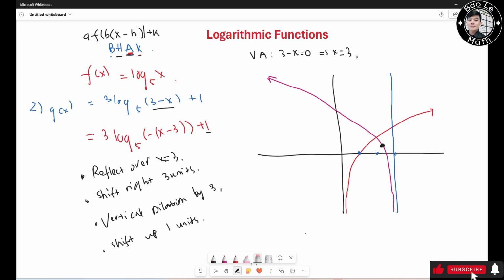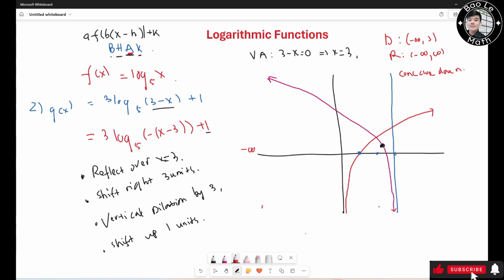Alright, now we need to find domain and range of this one. Domain is going to be negative infinity to 3 right here, right? Range, it should be negative infinity to positive infinity, right? Because the graph keeps going down and going up right here. Now, the function is concave down, right? And we have a vertical asymptote at s equals 3.